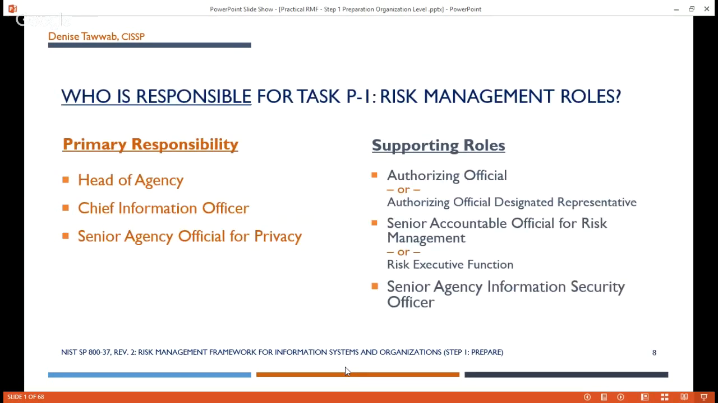The primary responsibility for this task is the head of your agency or your business, the chief information officer, and the senior agency official for privacy. So your chief privacy officer if you're a non-federal organization. Supporting roles are played by the authorizing official, the senior accountable official for risk management, also called the risk executive function, and the senior agency information security officer.